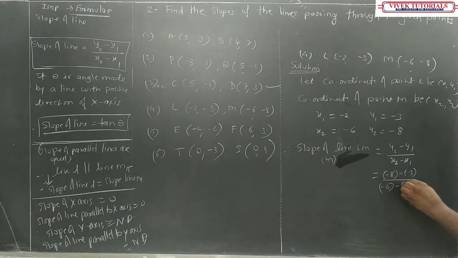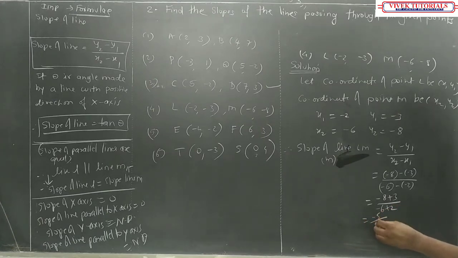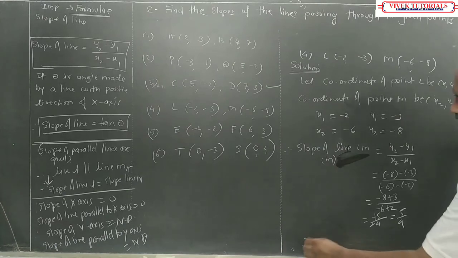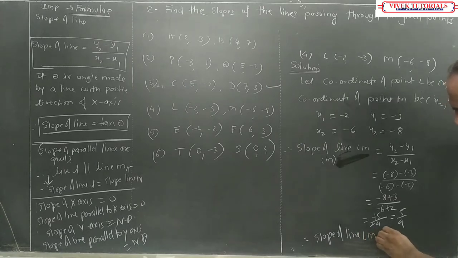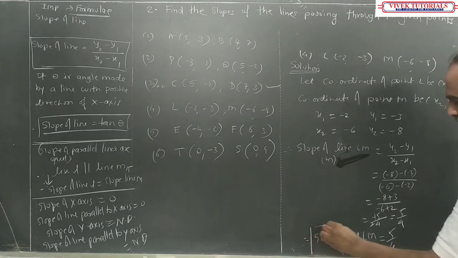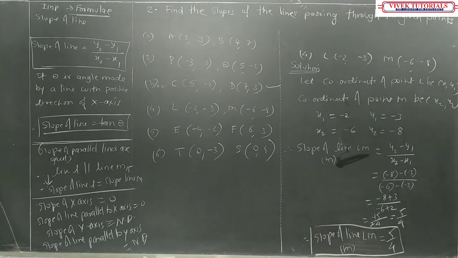-6 minus -2. So what you are getting is (-8 plus 3) upon (-6 plus 2). So we are getting -5 upon -4. But it gets cancelled and becomes 5 by 4. Therefore, what you are going to write is: slope of line LM, that is m, is equal to 5 upon 4. Put that in the box and close it. Copy it down properly.